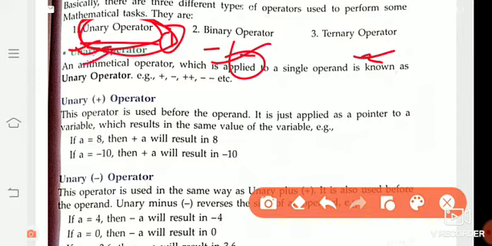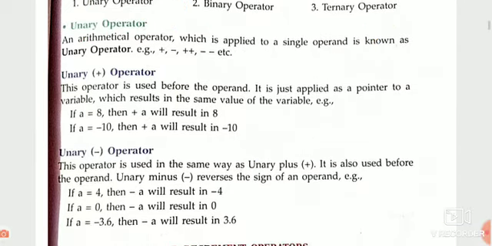a unary operator. When two variables are used combined with an operator, like an arithmetic operator, it is called a binary operator. And a ternary operator has three operands, three variables or three expressions used with the operator, called a ternary operator. Okay, now what is a unary operator?